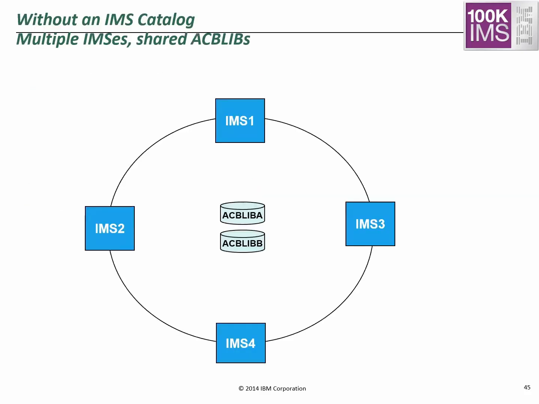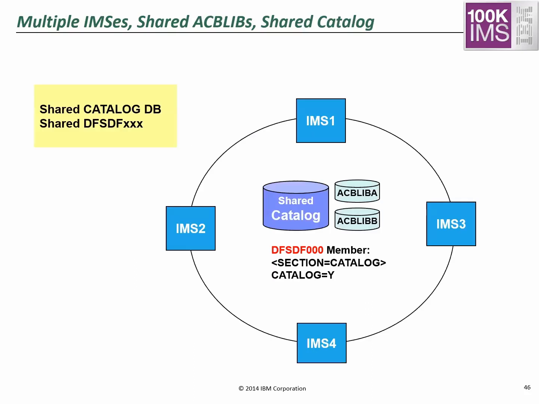So let me give you some pictures here. So here's an example. I've got 4 IMSs in an IMS Plex, IMS 1, 2, 3, and 4, and they're sharing the ACB libraries, right? And now I'm going to implement the catalog. Now, this is a non-IMS managed ACB environment. I'm simply implementing the catalog, right? So what are my choices here? Well, you would implement a shared catalog because you're sharing the ACB library. So you would create one shared catalog for all 4 IMSs. And in the DFSDFxxx startup PROCLIB member, in the catalog section, you say CATALOG=YES. We've enabled it, right? So that's one configuration.